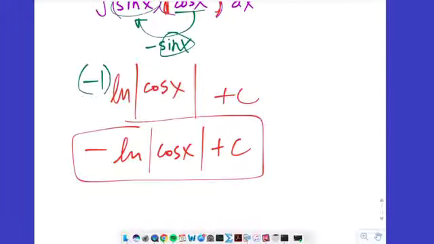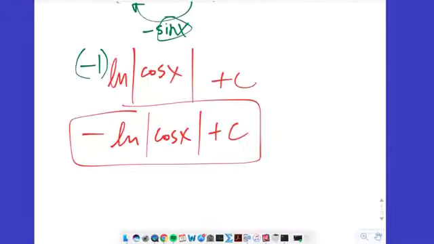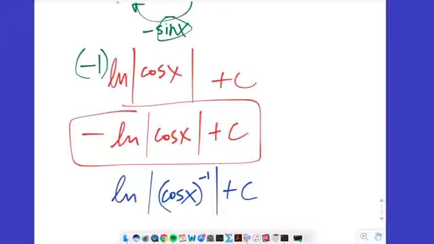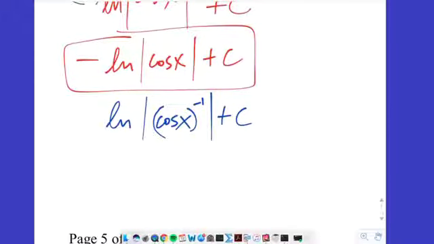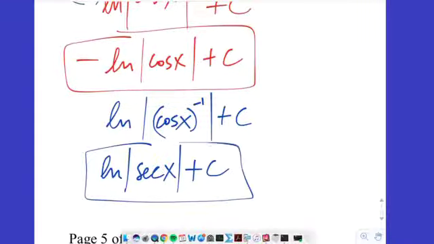But there's another version that could be kind of useful. Because of the properties of logs, if I have a -1 coefficient, I could bring it up inside the absolute values as an exponent. Now, and this is important, this is cosine x to the negative first, that's the reciprocal. It's not inverse cosine or cosine. What is the reciprocal of cosine? Secant. So another version of that is positive natural log of the absolute value of secant.